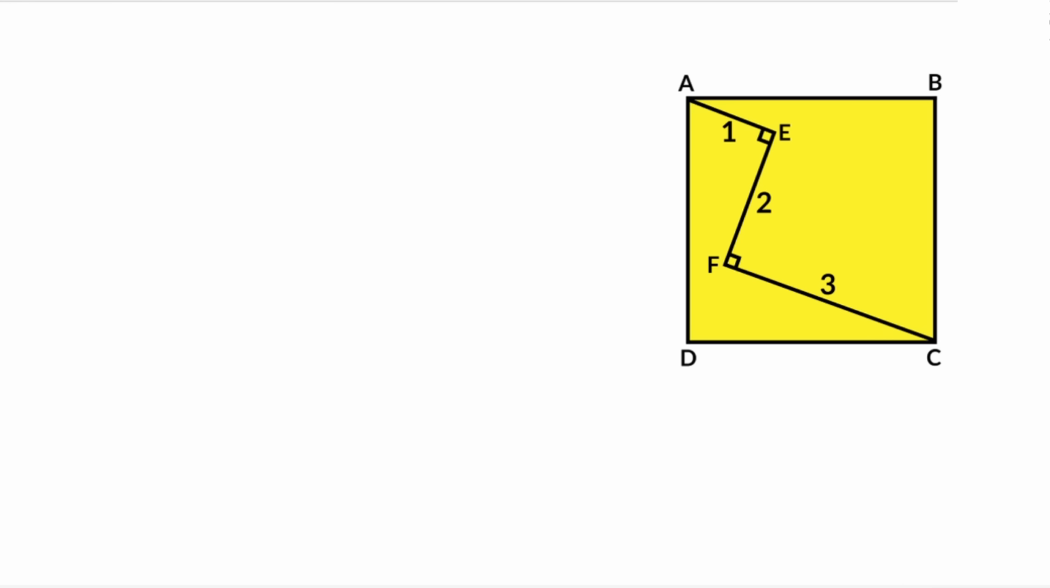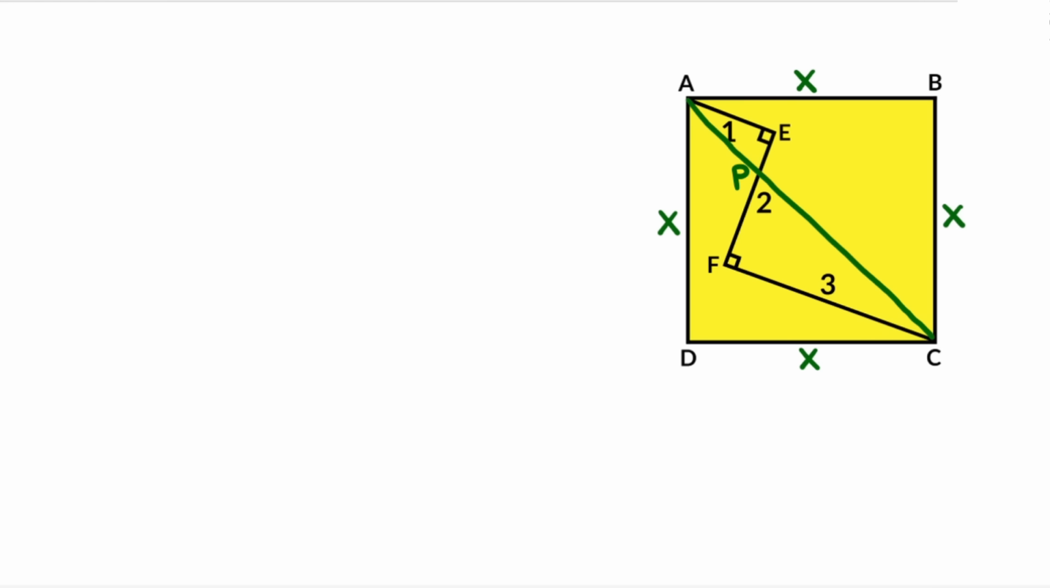First, let's call the side length of the large square x. Since the area of a square is its side length squared, the area we're looking for is simply x squared. Now, here's the key idea. Draw a straight line from A to C. This is the main diagonal of the square. Notice that this diagonal crosses the middle segment EF at a point we'll call P.